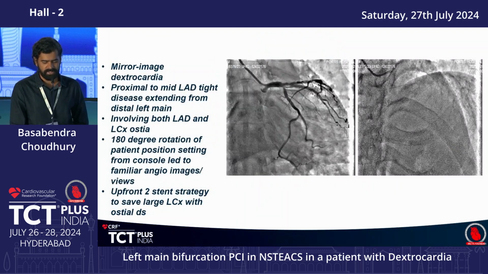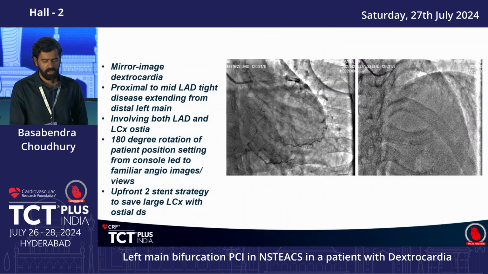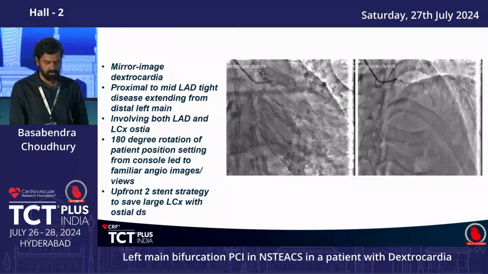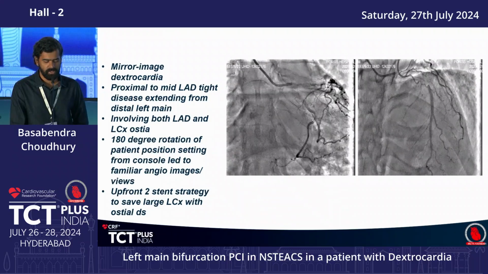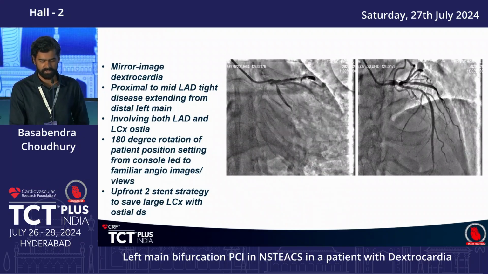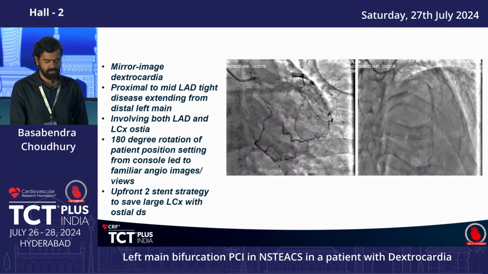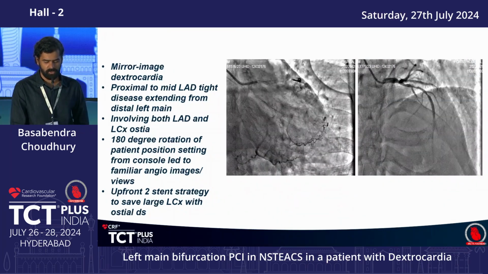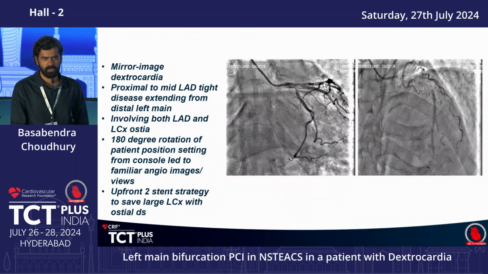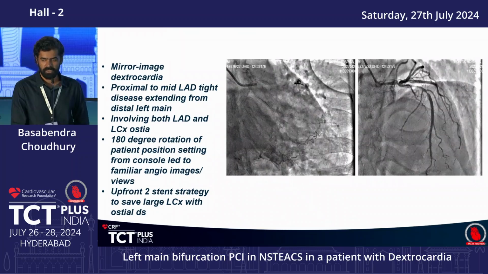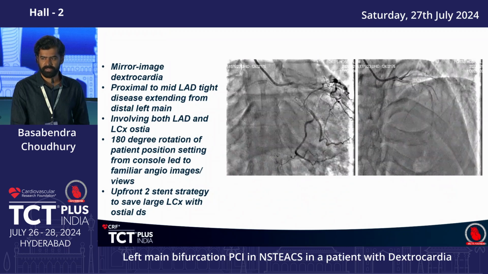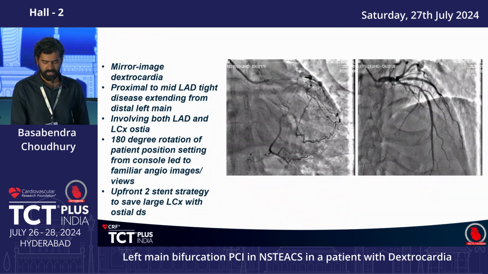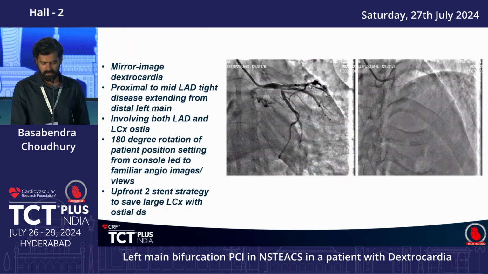Then, for the ease of our work, we decided to invert the patient position setting from the console by 180 degrees, which helped us to take the conventional views which we are used to taking. So, with this we could take these views. We decided not to go for multiple views; a good caudal view and a good cranial view would suffice to make things less complicated. These are the views which we decided to go ahead with for the PCI.